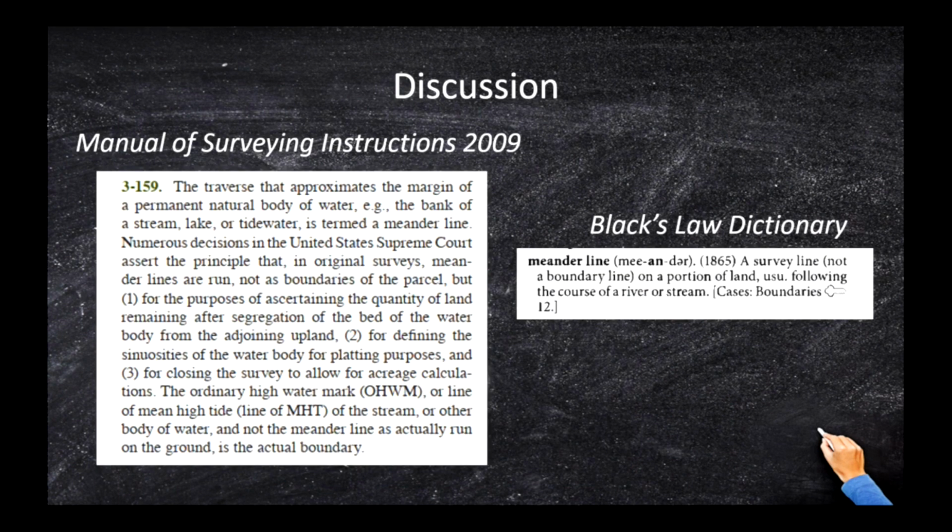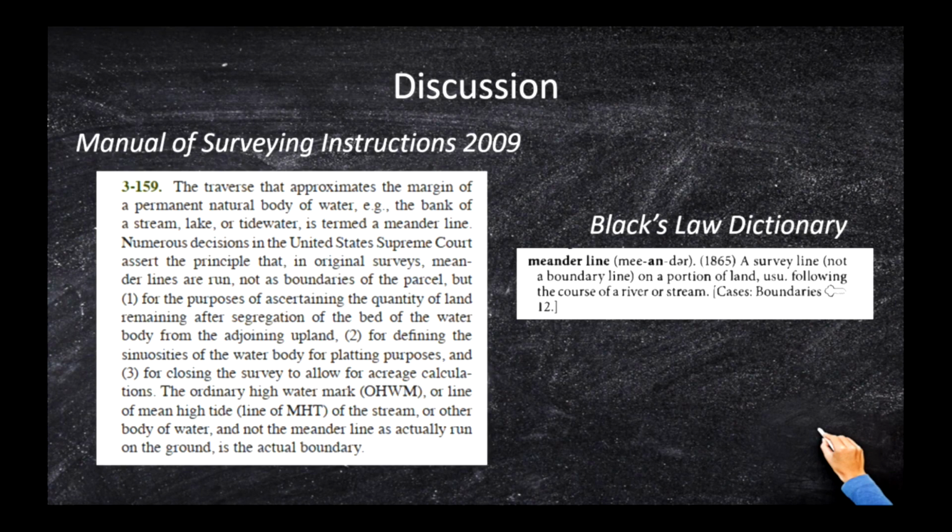If we look at the Manual of Surveying Instructions from 2009 for the Public Land Survey System, it says the traverse that approximates the margin of a permanent natural body of water, e.g. the bank of a stream, lake, or tidewater, is termed a meander line.